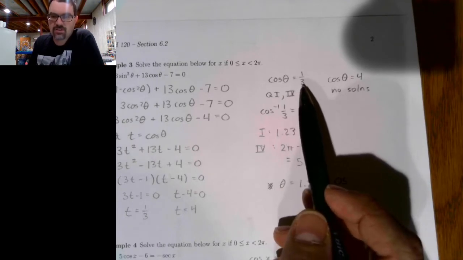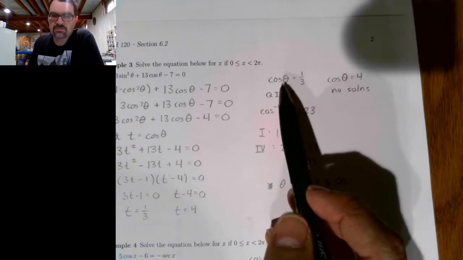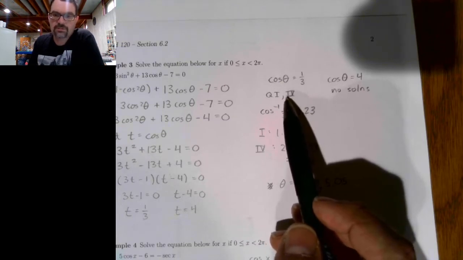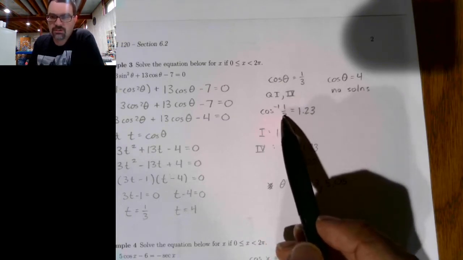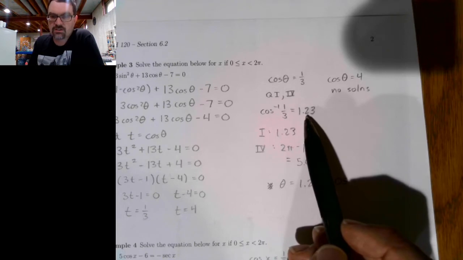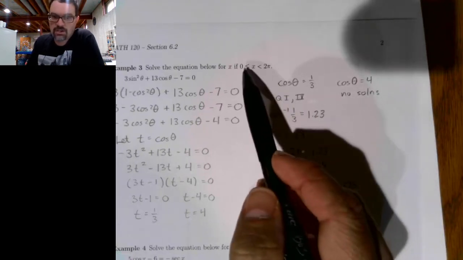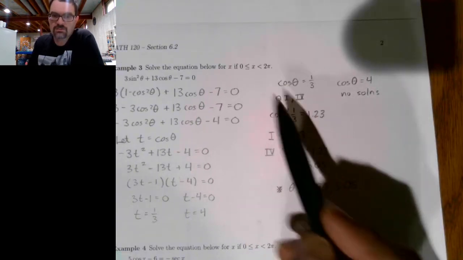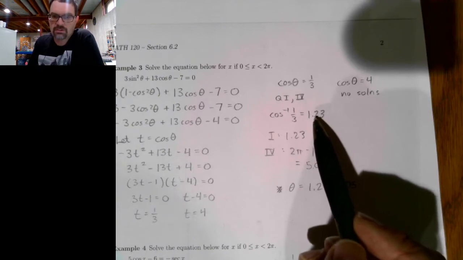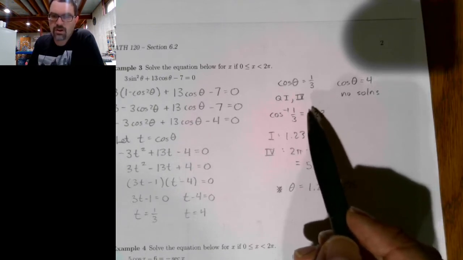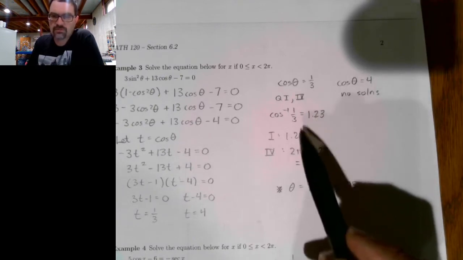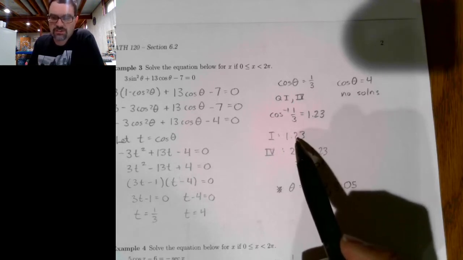This, on the other hand, is not a dead end. This is a positive number, and cosine is positive in quadrants 1 and 4. If we do inverse cosine, we get a nice reference angle. And actually notice that this is not degrees. We're trying to find answers in radians, so I have this in radian mode. So here's your reference angle in radians in quadrant 1. So in quadrant 1, the reference angle is our solution.